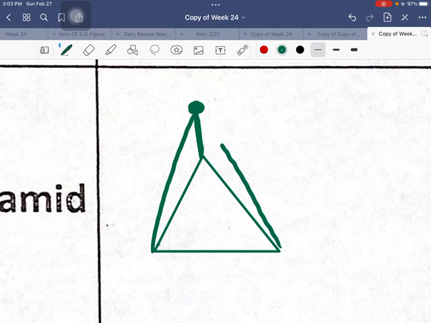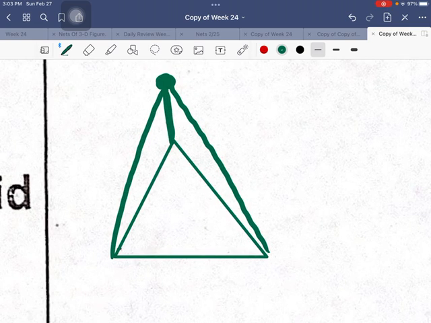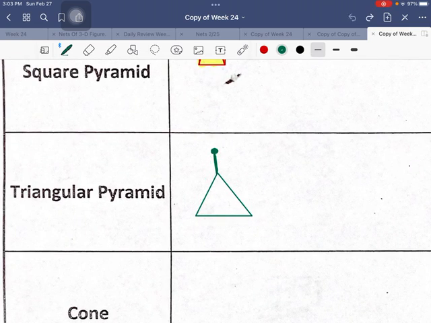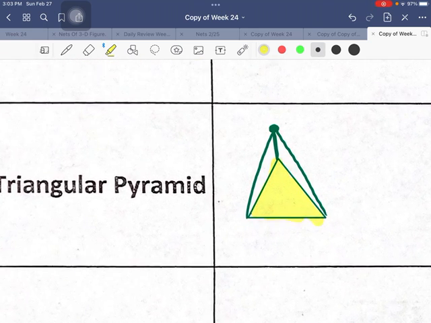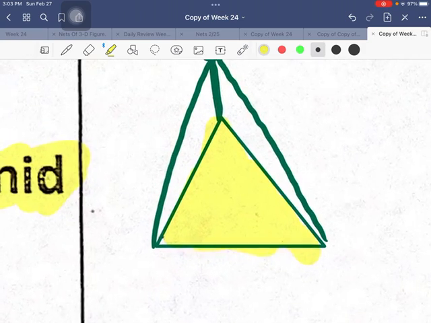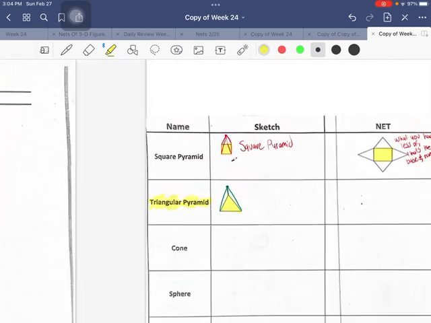Ahora sí. You're going to do the exact same thing as you did over here, but now the base is a triangle. El que dibujamos. That one right there. How many bases do I have? 1, so that means it's a pyramid. And what's the base? A triangle. So it's a triangular pyramid.